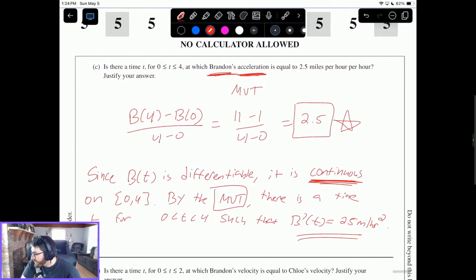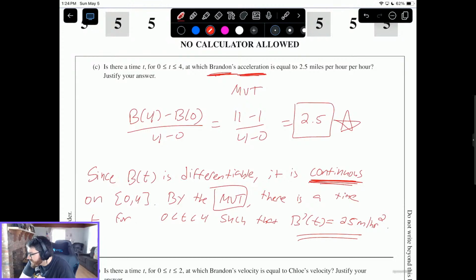What if I wrote average value theorem? Katie, I'm not entirely sure. Does our text refer to the mean value theorem as the average value theorem? I'd have to look that one up, Katie. I'm not sure if those are interchangeable. Mean value theorem is definitely what I would say.